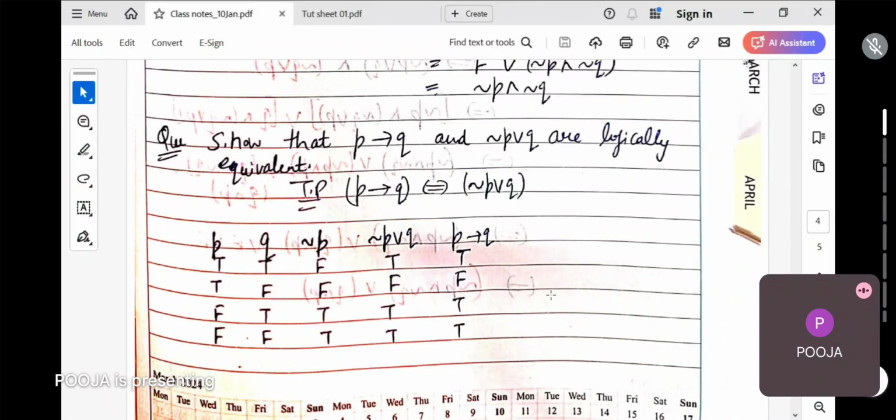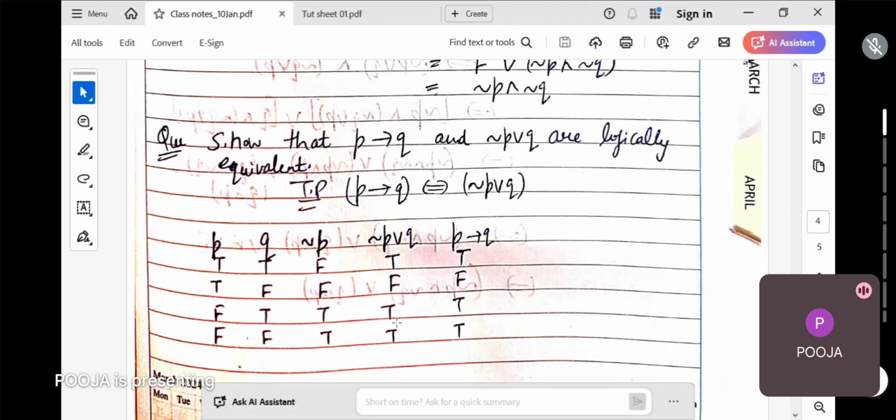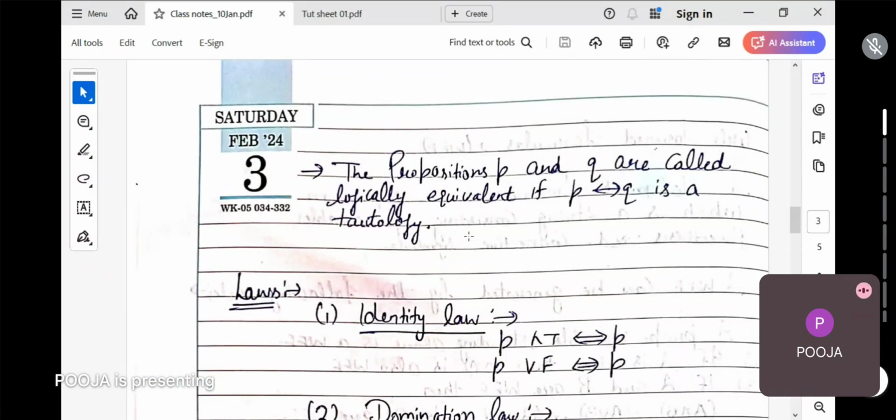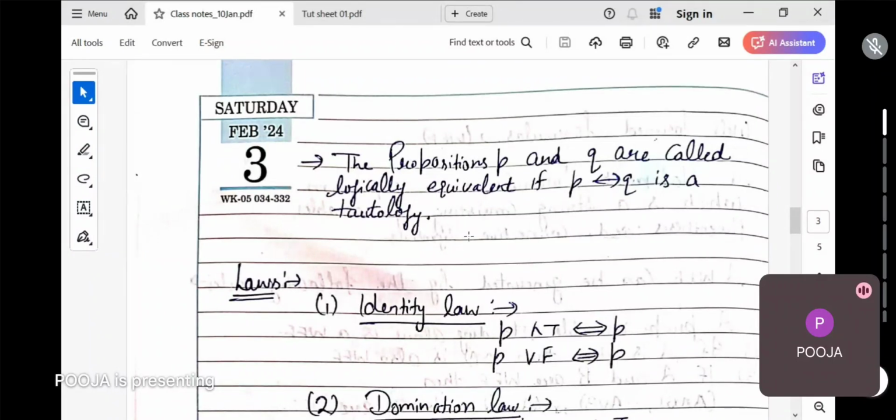So whatever you feel comfortable, you can do. Either you can do it by condition, or you can just simply solve the different propositions. If you are getting the same results in all the cases, then those will be logically equivalent propositions. Okay, this is what we have done with the help of truth tables.